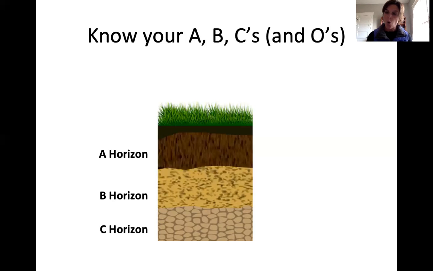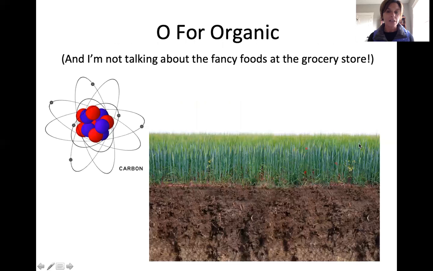Okay, so what does this O mean? O is the organic layer or the organic horizon. The O horizon has organic stuff in it. So what does organic mean? I am not talking about if you went to the grocery store and there was a section called organic foods. This is a different kind of the word organic. In this case, the O stands for organic, means that it contains the element carbon.